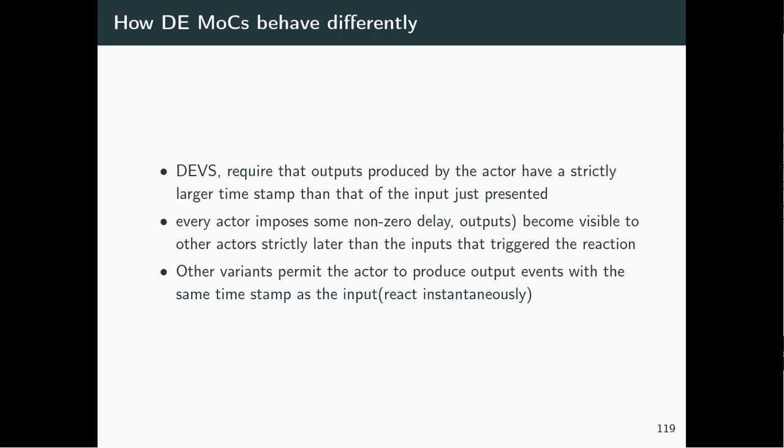So that we make sure that there is a difference between the timestamps, so that the events can be processed in chronological order. Now, every actor imposes a non-zero delay. This is one important thing. So the outputs become visible to the other actors strictly later than the inputs that triggered the reaction. So there is some delay, and this is very important in the case of a discrete event system. And other variants of the discrete event system permit the actor to produce output events with the same timestamp.